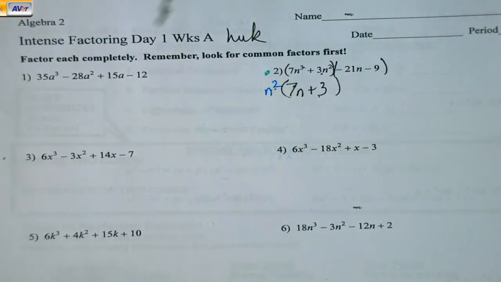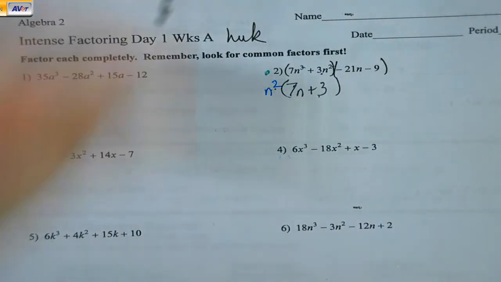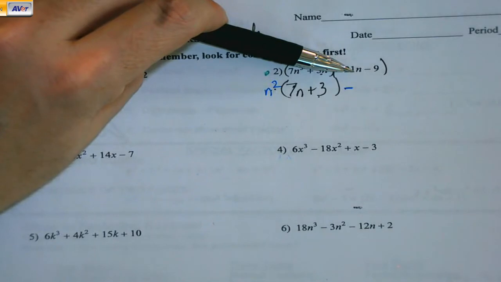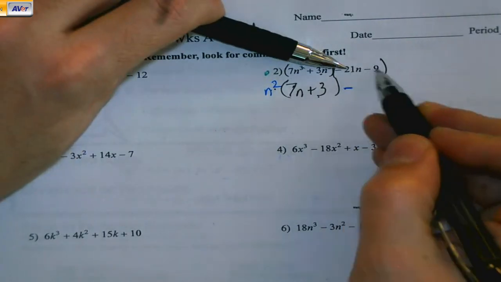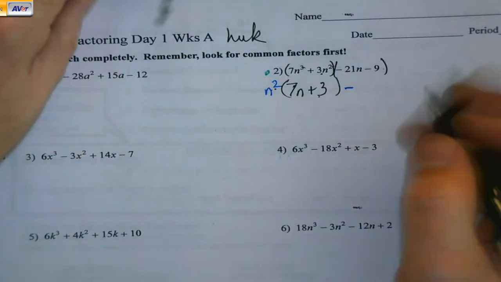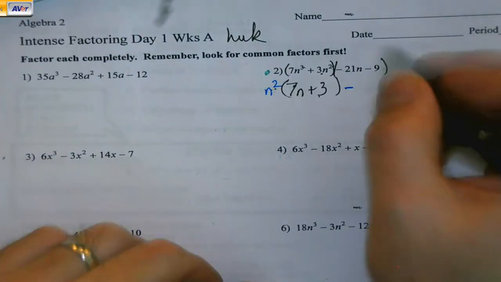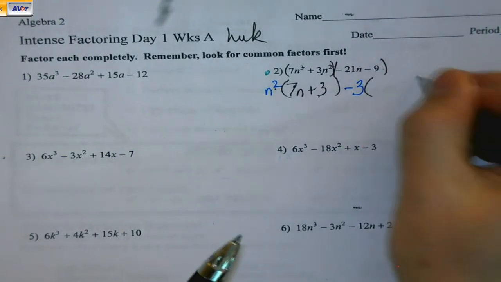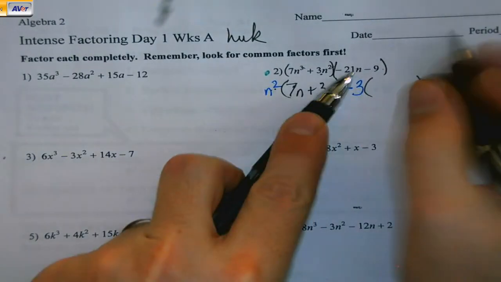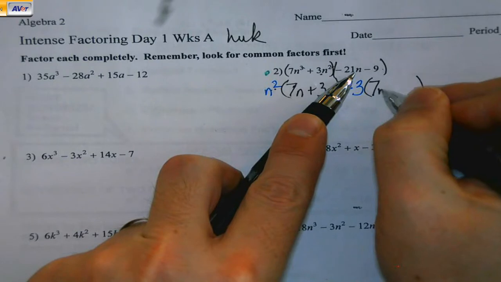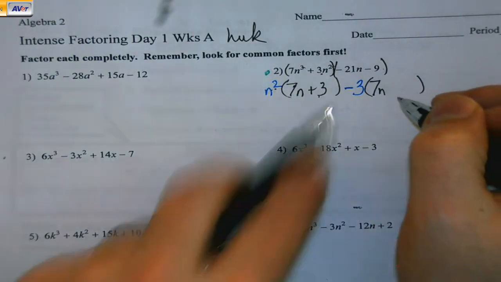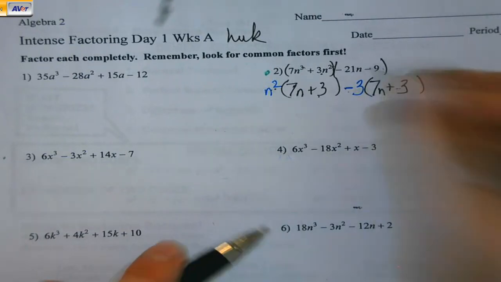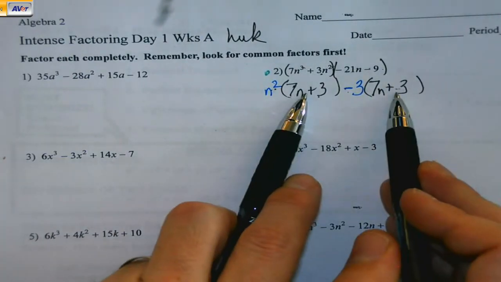Now when I get to the second one, I notice they both have negatives, so I'm probably going to have to pull out a negative. Now I need to find the largest number that probably is going to divide into 9 and 21, which is 3. Because again, I have a little bit of a clue here. 3 times what gets me to 21? 7, and I need the n. 3 times what gets me to 9? 3. And it's got to be plus, because otherwise it would change signs. They're the same. This is good.